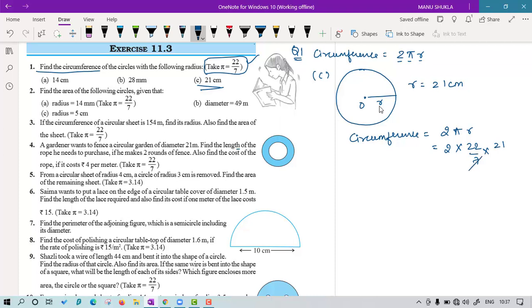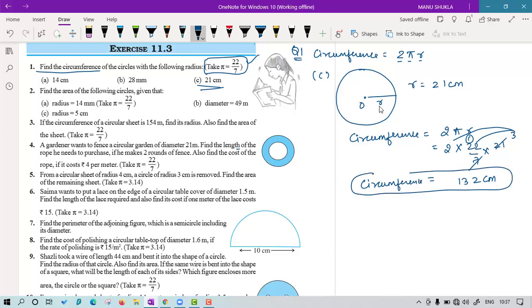So now if we solve, we can solve this. 7 3s are 21, 2 3s are 6, 6 2s are 12, again 12 plus 1 is 13. So 132 centimeter is the circumference, or you can say the measurement of the boundary or the length of boundary of this circle. That's it.